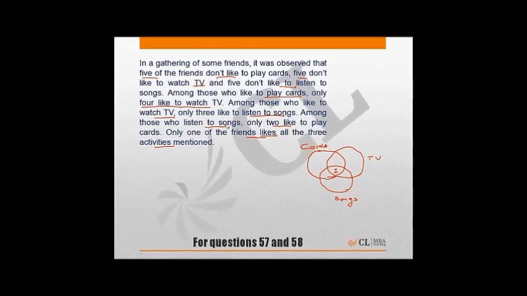Now, among those who like to watch TV, let's start from here. Among those who like to watch TV, three like to listen to songs. That means this is the set we are talking about. One is already here, so there should be two more. Okay.